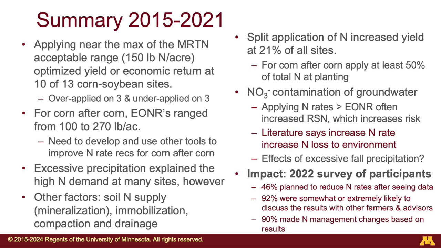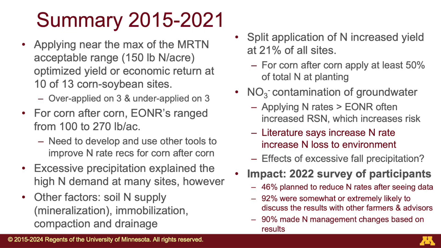For corn after corn, though, the UNRs ranged from 100 to 270. Clearly, it's much more difficult to identify what the optimum N rate is in that circumstance, but excessive precipitation did explain a lot of these very high years in corn on corn, but there are also other factors in play. The soil N supply, the potential for mineralization, the Grand Meadow site, clearly that poorly drained site takes more nitrogen than the well-drained soils in the true karst region. Maybe there's some compaction going on. There's certainly that compacted dense layer in that Grand Meadow soil down at about 2 feet. That's resulting in more denitrification. So we need to look at other tools to help us with this corn on corn optimum N rate. From a split application standpoint, as I said, about 20% of the time, it looked like split application was better.